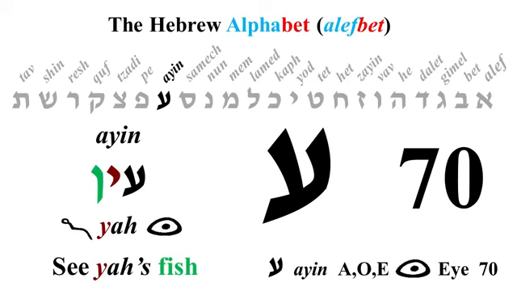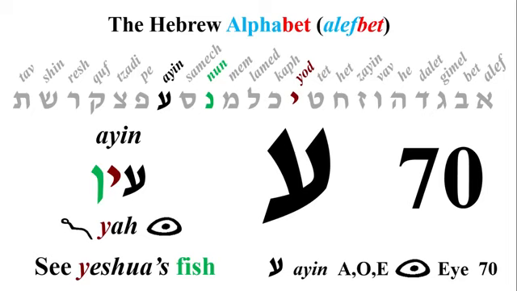All right? Well, does Yah have fish? You know what? Yahweh does have fish. He doesn't go by Yahweh. He goes by Yeshua, because Yeshua and Yahweh are one and the same. So you could say, see Yeshua's fish. All right? Well, when and where did Yeshua have fish? Well, in the New Testament, the Brit Hadashah, in John 21:11.